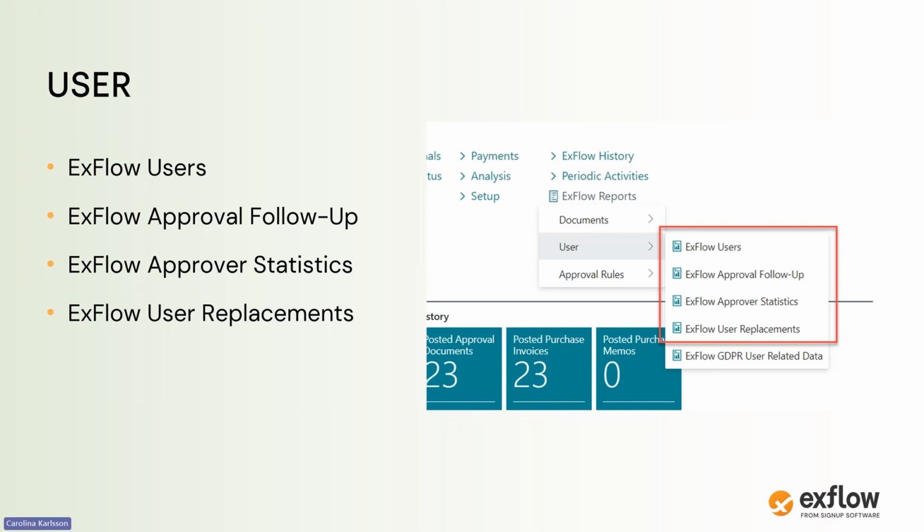And then we have ExFlow approver statistics, and that report shows approvers that have approved, and it includes numbers such as average approval time and more. So you can see how many days it takes for an approver to approve a document, for example. And then ExFlow user replacements, where you can see current and previous replacers. So you can sort by approvers, or you can retrieve all the current approvers. So that's useful if you want to see, okay, who is on vacation right now and has added a replacement or not.